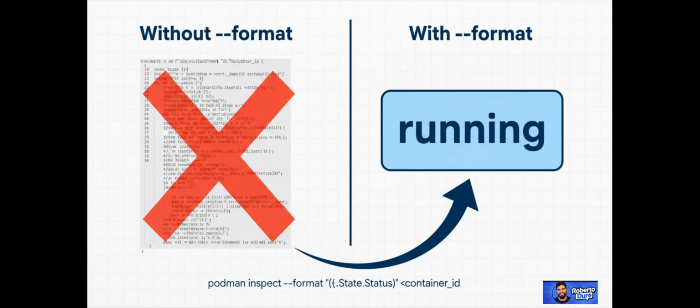And the difference is just night and day. Without the format flag, you've got hundreds of lines of JSON. With it, we ask for just one thing, the status. And the result, a clean, simple, and incredibly useful answer: running. This technique is absolutely essential when you start scripting and automating things.